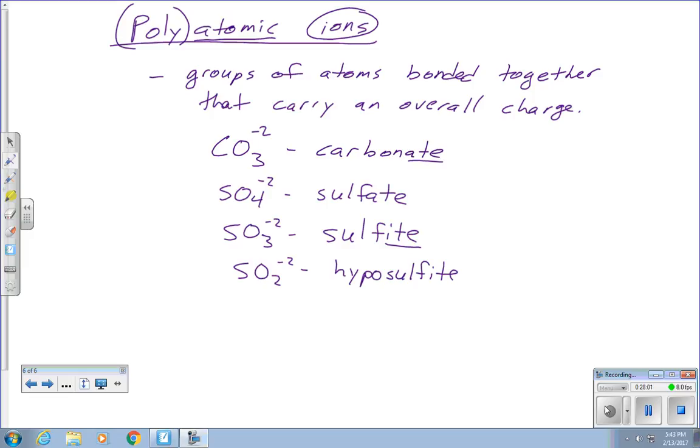Anyway, you would use the charge of the polyatomic ion to write the formula, just like you would with a single atom ion. And as far as naming them, you don't change the name of the polyatomic ion. You just leave it alone. And by the way, there's a chart of polyatomic ions with their formulas and charges on the back of your periodic table. So any of these that you need to use, you can just look on the back of your periodic table, and there's a chart of them right there.